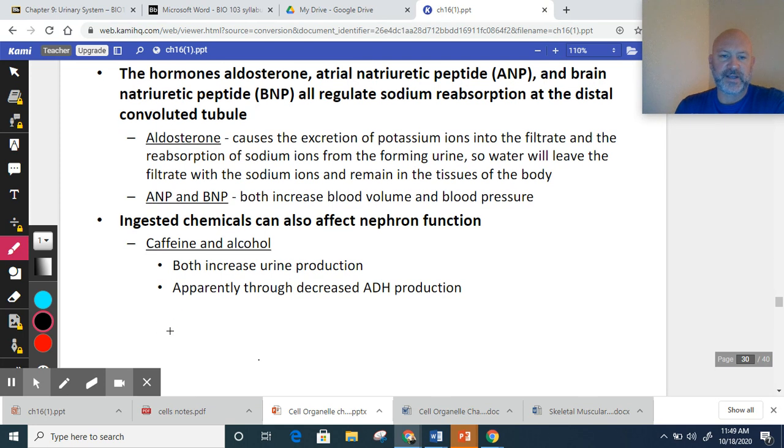Caffeine has an effect on urine production as well, as does alcohol. They both increase urine production because what they do is they decrease the production of the antidiuretic hormone, both of them.